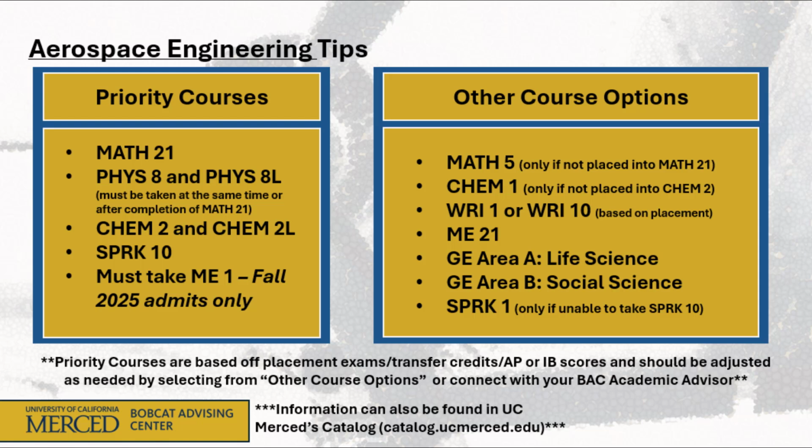The prioritized courses for fall are Math 21, Physics 8 with the 8 lab, Chem 2 with the 2 lab, SPARK 10, and ME1. ME1, also known as Mechanical Engineering 1, is required for fall 2025 admits only. ME1 is the introductory seminar course for the fall semester.